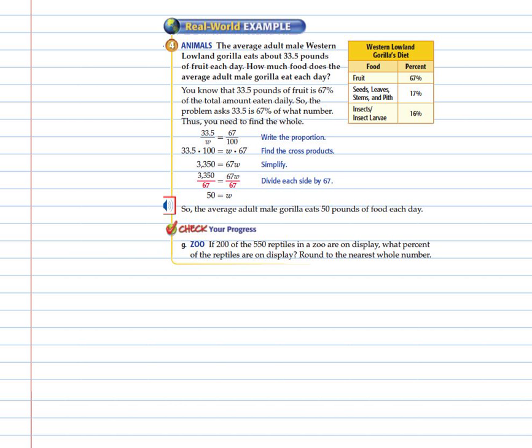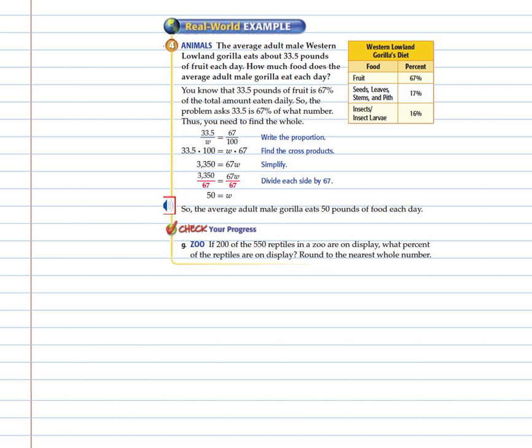So you're looking for the whole. You know the part, you know the percent, you're looking for the whole. Cross products then again are 67W equals 3,350. Divide both sides by 67 and W equals 50.